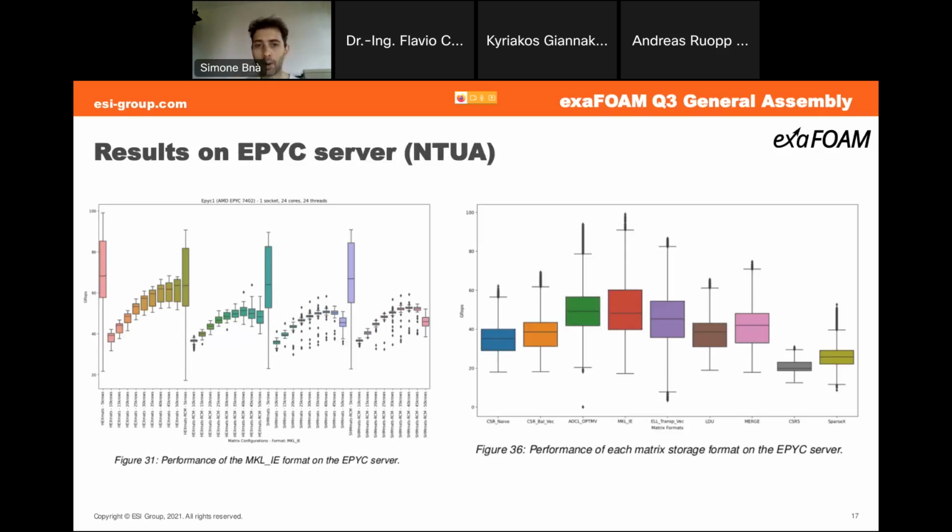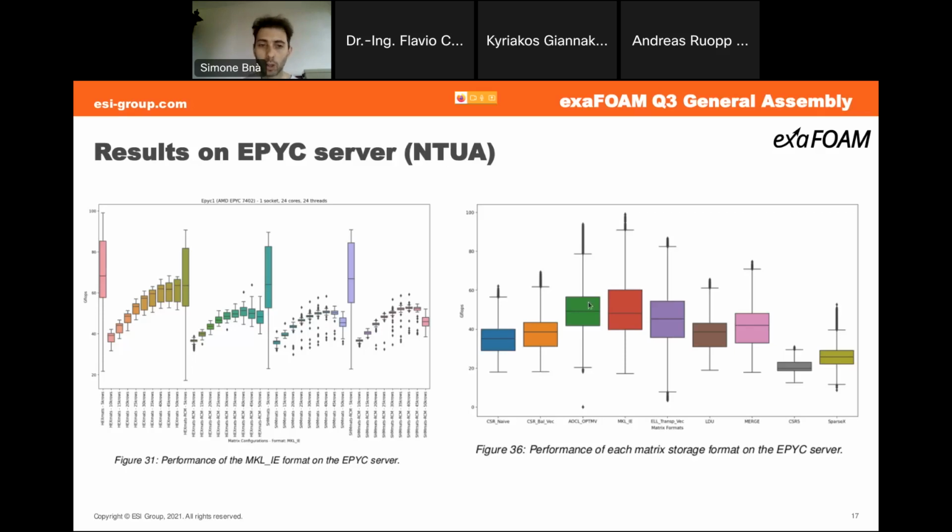In parallel, the other partner, NTUA, tried to explore the performances of other storage formats that can be implemented in commercial and non-commercial libraries, like, for example, MKL, provided by Intel, or the SparseX library provided by NTUA. So CSR variants like CSR variant 5, or one that uses blocking, the LPAC. So they tried to explore different and several storage formats that are found in literature to see if they can be faster or not with respect to LDU.